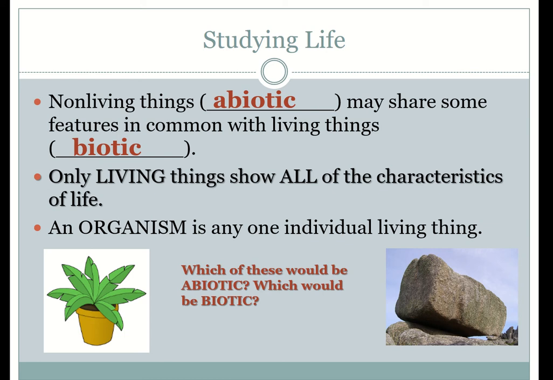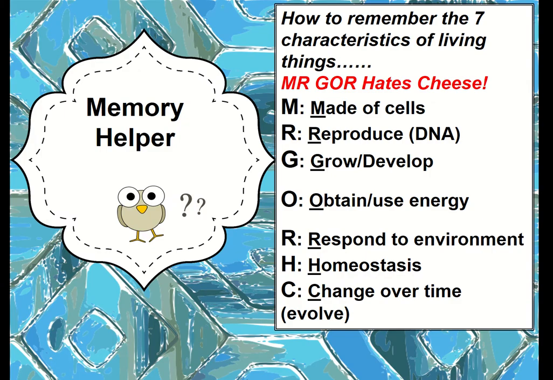If we take a look at these pictures here, a plant would obviously be a biotic factor, it's living, and a rock would be abiotic. Now sometimes non-living things might have a few of the characteristics that living things do, but in order to be considered living, they have to have all of the characteristics of life. So what are the characteristics of life?